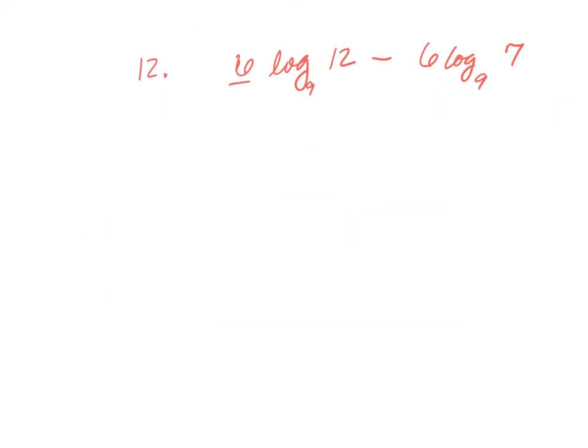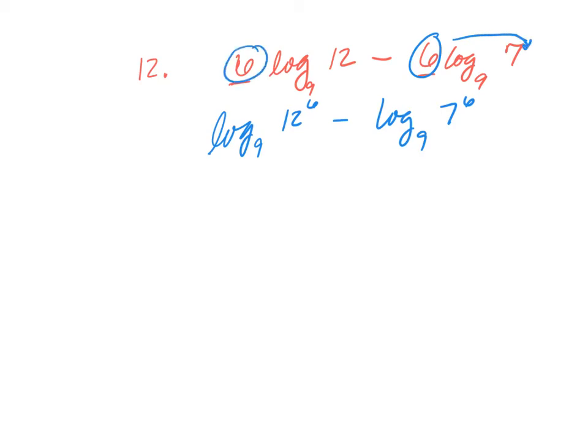Both of these have numbers in front of the log. So let's get rid of those first. So the first thing we're going to do is log base 9 of 12 to the 6th minus log base 9 of 7 to the 6th. This 6 turns into the exponent here. This 6 turns into the exponent here. Everybody understand that? Now, since there's a minus sign, it's log base 9, minus is division, 12 to the 6th over 7 to the 6th.